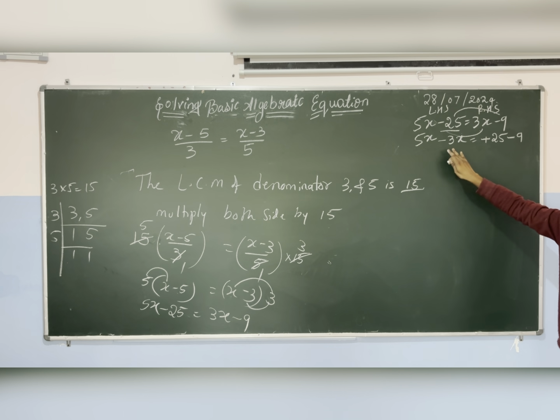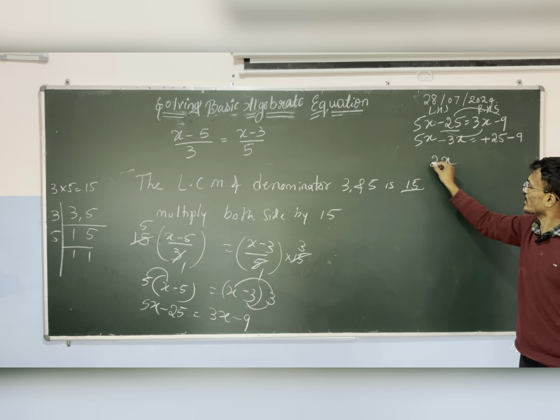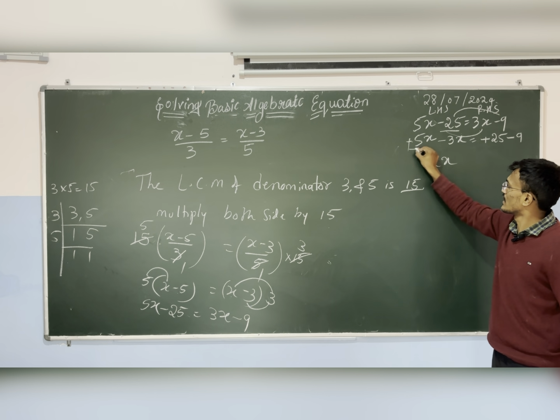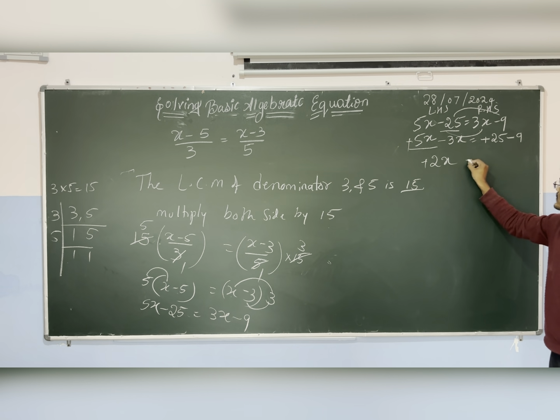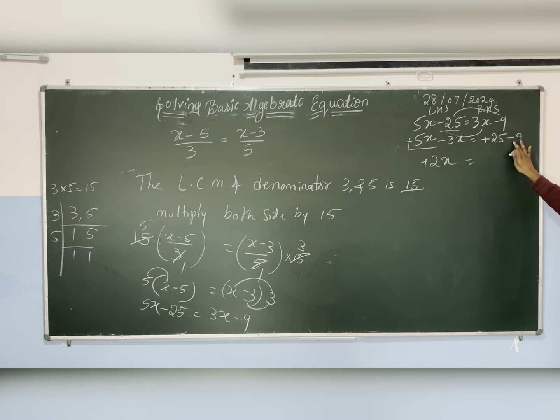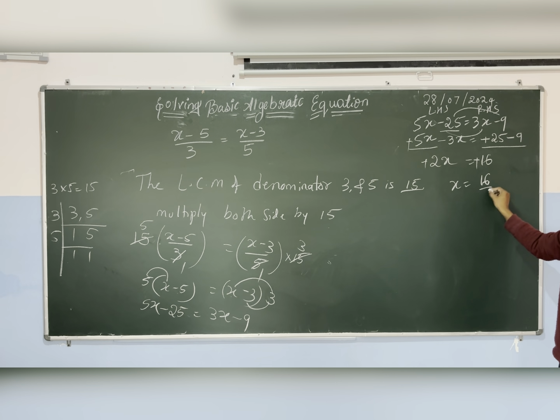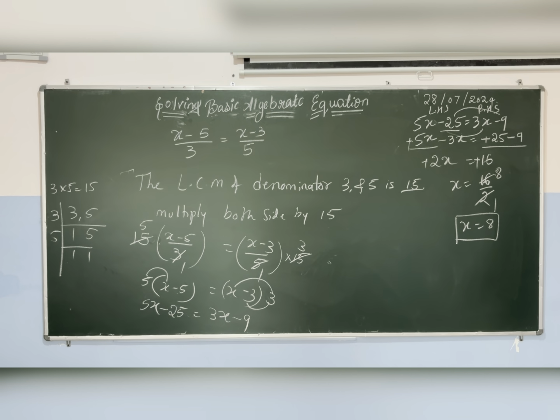Minus 3x and 5x gives plus 2x. Why is it plus 2x? Because the greater number is 5. Next, 25 minus 9 is 16, positive because among these two terms the positive sign belongs to 25. So x equals 16 divided by 2, and 2 eights are 16. So x is equal to 8. This is the final answer we got.